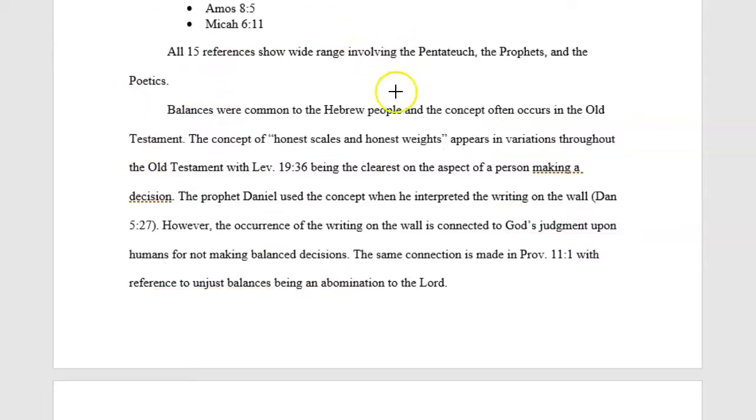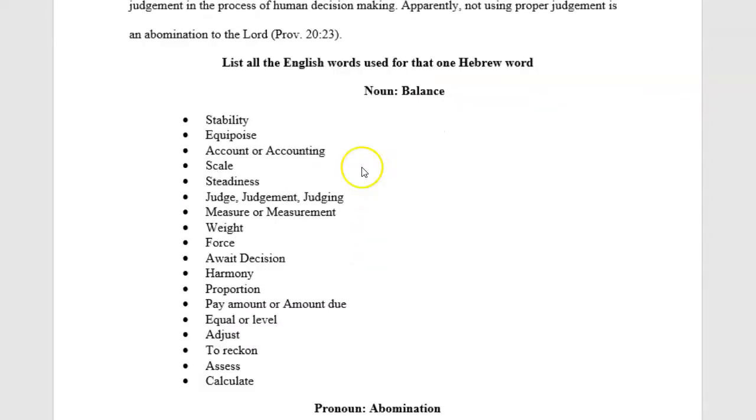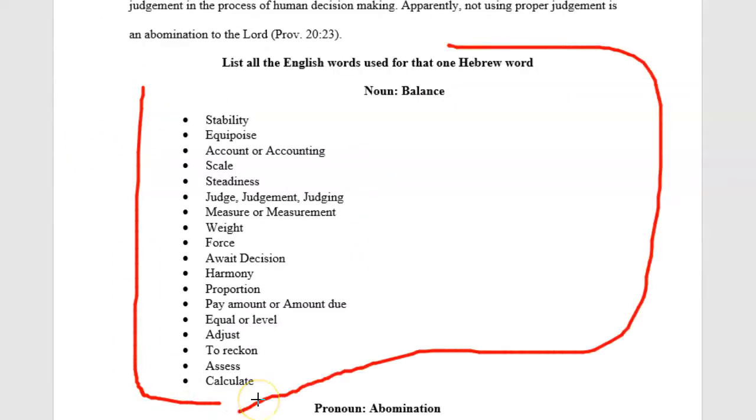There's one more important thing that I want you to see, and that is the English uses of the word balance. We need to understand other English words that describe balance. This is probably one of the most crucial elements of the word study process, because what this does for us is it tells us about how translators choose words.